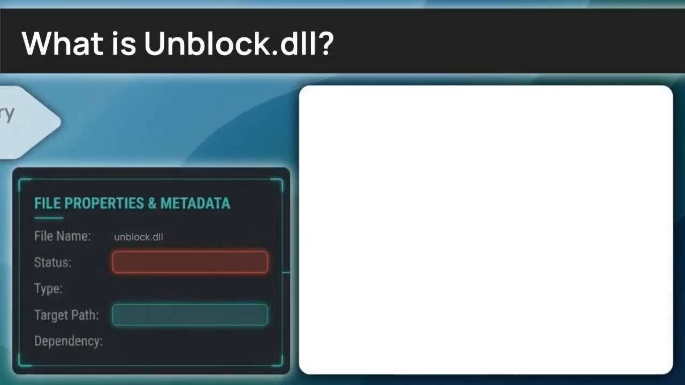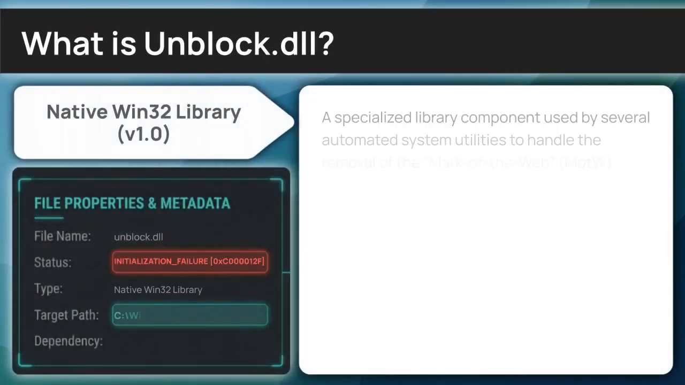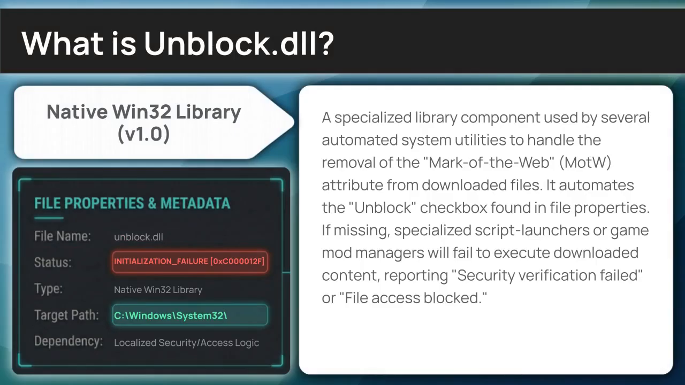This is the Unblock Library, a specialized library component used by several automated system utilities to handle the removal of the mark of the web, MOTW, attribute from downloaded files. It automates the unblock checkbox found in file properties. If missing, specialized script launchers or game mod managers will fail to execute downloaded content, reporting security verification failed or file access blocked. Now that you have the context, let's move into the repair process with a fresh installation.